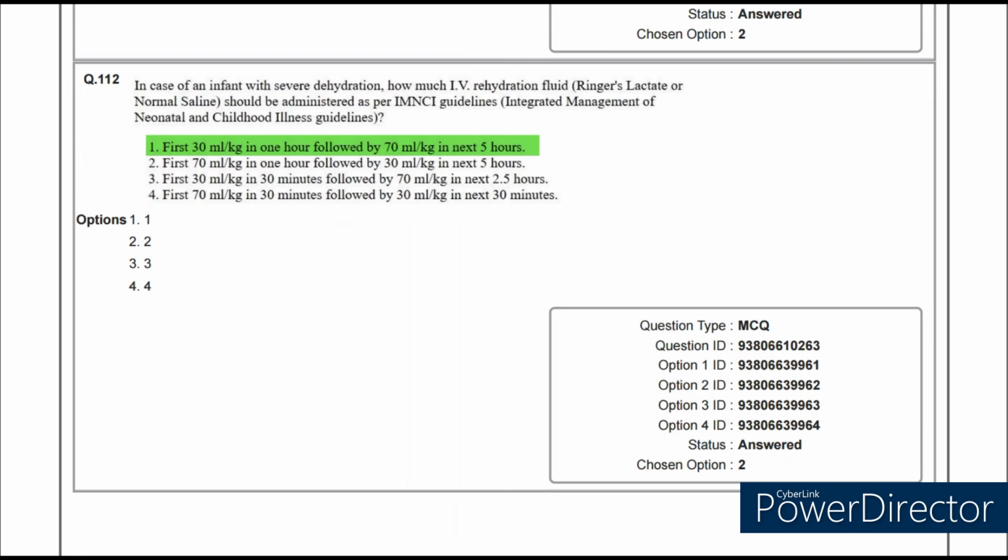And now coming to question number 112, which is on how much IV rehydration for infants with severe dehydration. So the correct answer should be, first we need to give 30 ml per kg in 1 hour, followed by 70 ml per kg in the next 5 hours.